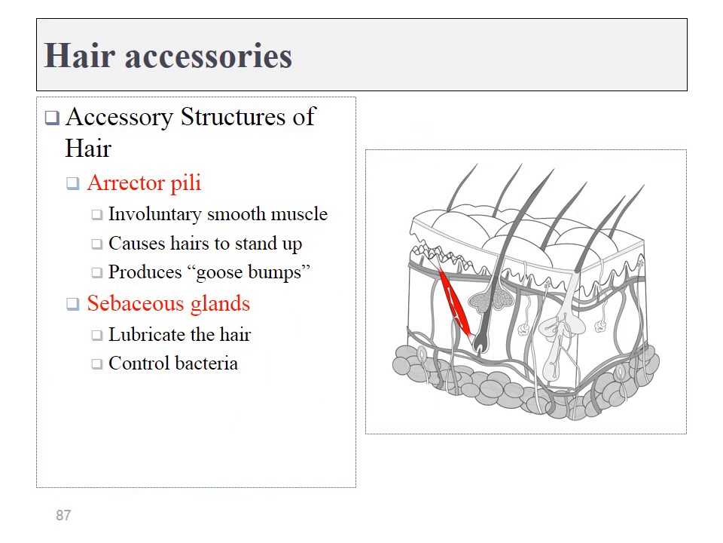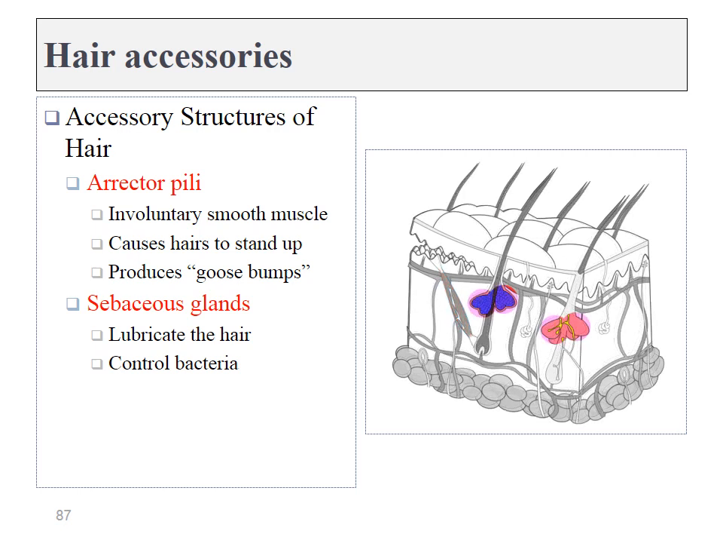Next up are the hair accessories. These include the erector pili muscles, which are smooth muscle that can cause the hairs to stand up on end. I don't know of any function that this serves in humans, but when it happens to my cat, it means you should leave him alone. Next are the sebaceous glands, which are associated with hair follicles, and these produce oil, which helps to lubricate the hair and reduce the growth of bacteria.